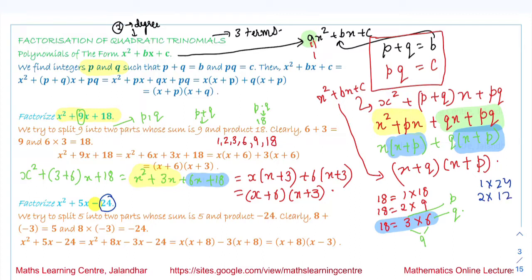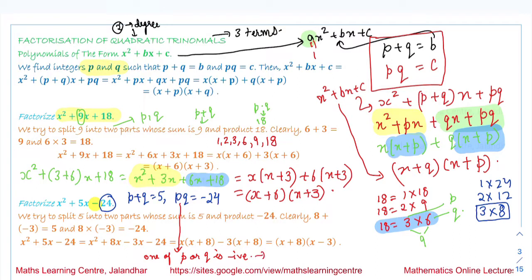Then it is 2 into 12. Then next is 3 into 8. If you look at this term 3 into 8, what we are saying now, it is important to see over here that p plus q should be equal to 5 and p into q should be equal to minus 24. So when we are saying p into q is minus 24, it means one of p or q is negative.